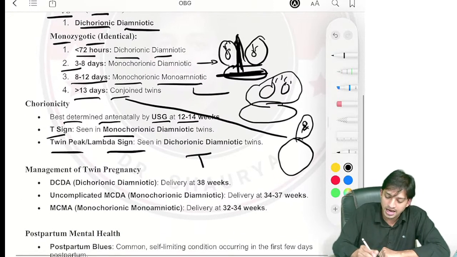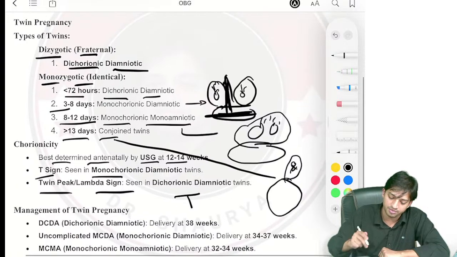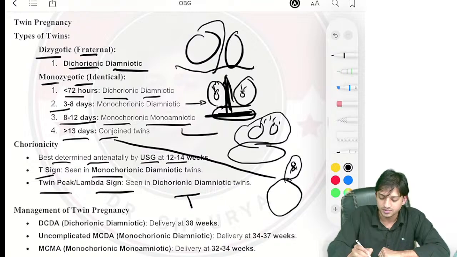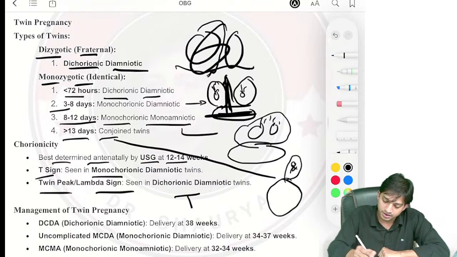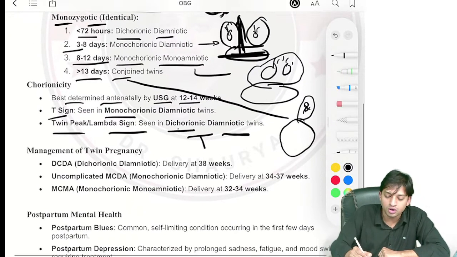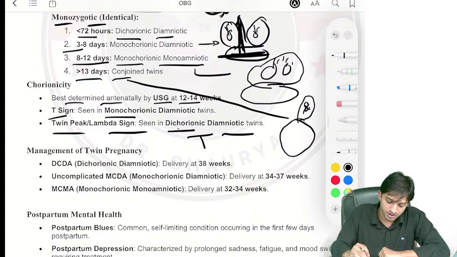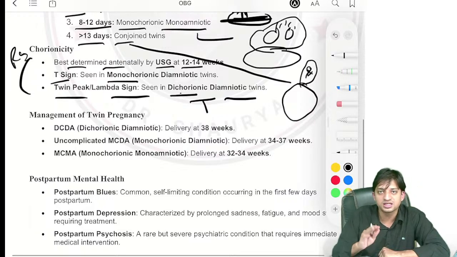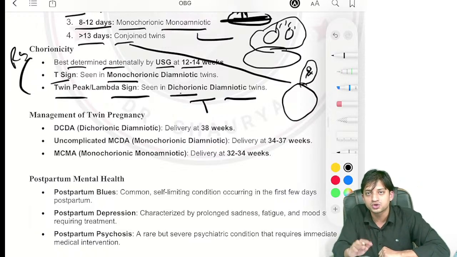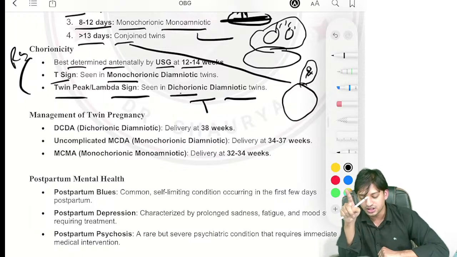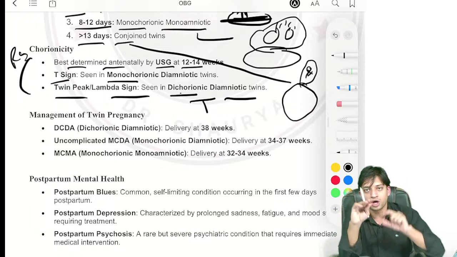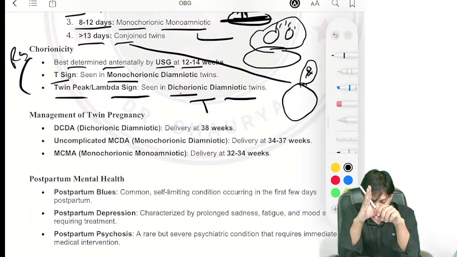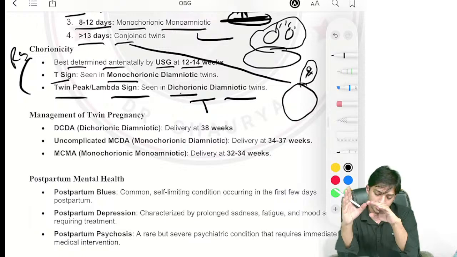Now, twin peak or lambda sign. If there is a twin peak sign or lambda sign, like this, it is different, right? So what you will see? Dichorionic, diamniotic twins. Done. These are all the radiological signs. They will give you USG images and ask, or they can directly ask you for the name of the sign. If they ask where the T sign is seen, you will just answer monochorion, one chorion, diamnion. The lambda sign is seen when there is dichorionic, diamniotic twins.